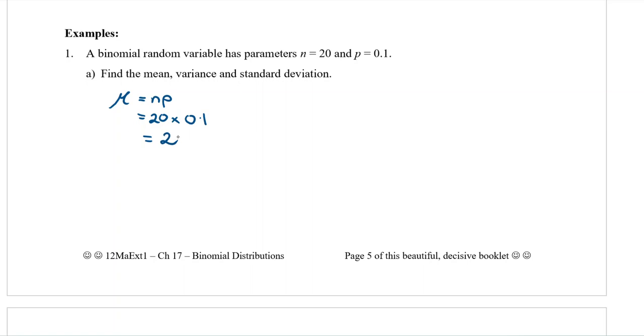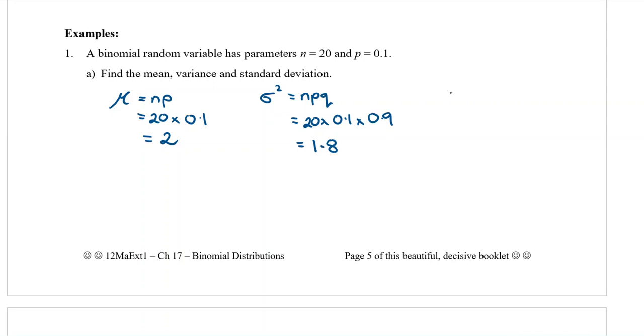Correct, 2. Okay, so we found the mean. Variance is our standard deviation squared, and its formula is NPQ. So it's going to be 20 times 0.1, and Q is going to be 0.9, because it's just 1 minus the 0.1, and that gives 1.8.